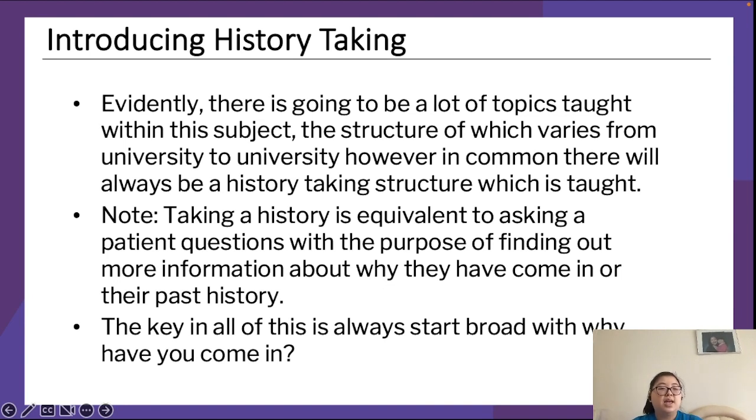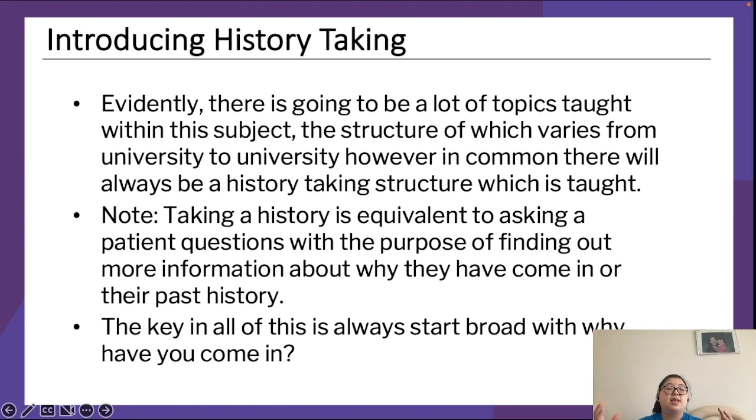So the key part of this is that you always start with a really broad question, like why have you come in? What's brought you into the doctor today? Or why have you come to hospital? Or what's been troubling you? Any of the above is fine. It doesn't need to be specific wording. It can be really anything.